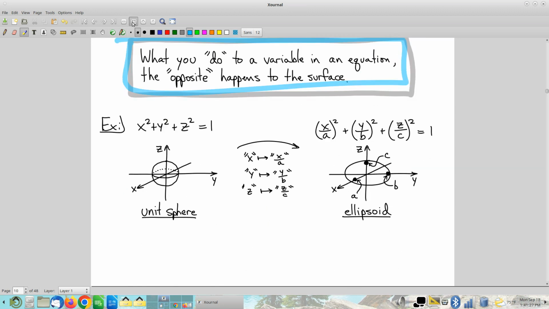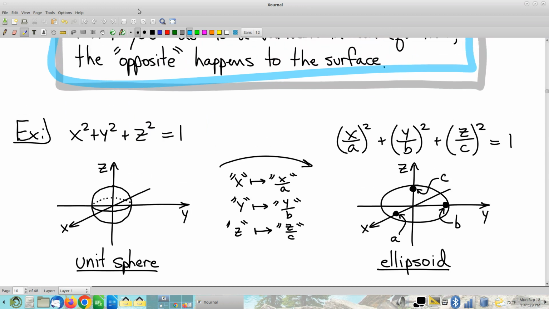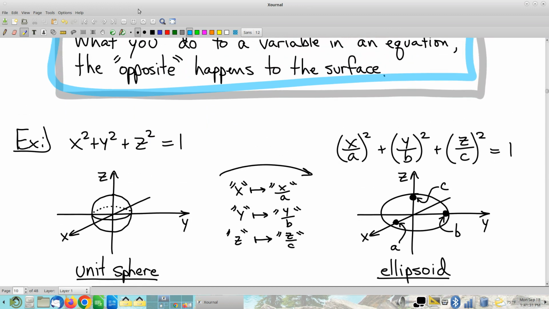Now, let's see, I'll go ahead and zoom back in. Let's see, I can, yeah, there we go.